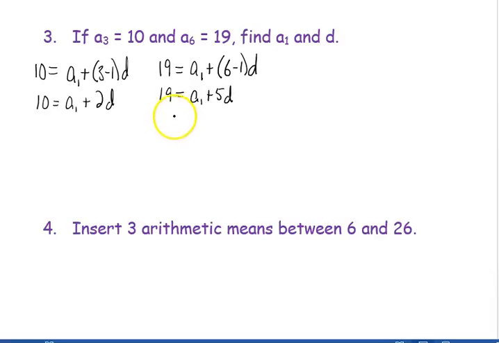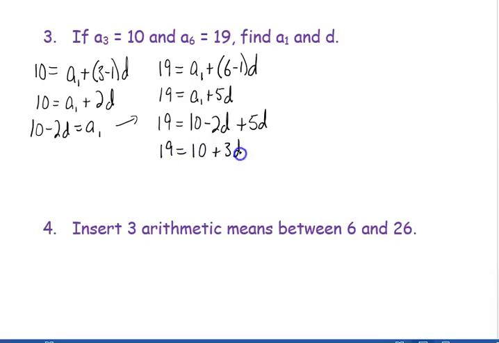Alright. At that point, I want to do substitution, and so I am actually going to solve this first equation for a sub 1 and plug it into the second equation. So I need to subtract the 2d, so 10 minus 2d equals a sub 1, and I'm going to plug that in over here. So I'm going to say 19 equals, instead of a sub 1, plug in the 10 minus 2d, and then I still have the plus 5d on the end. So 19 is going to equal 10 plus 3d when I combine like terms. Subtract 10, get 9 equals 3d, and then divide by 3 and get d to be 3.